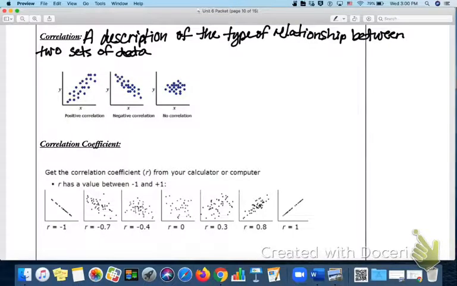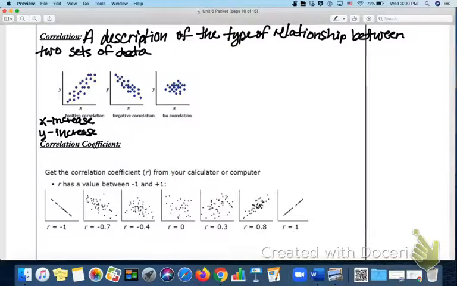Correlation. Correlation is a description of the type of relationship between two sets of data. If you look at the first example there, it says positive correlation. If we were to look at slope, we would say that's a positive slope. It's going up from left to right. It's the same thing here. As the x value is increasing, the y value is also increasing, making that a positive correlation.